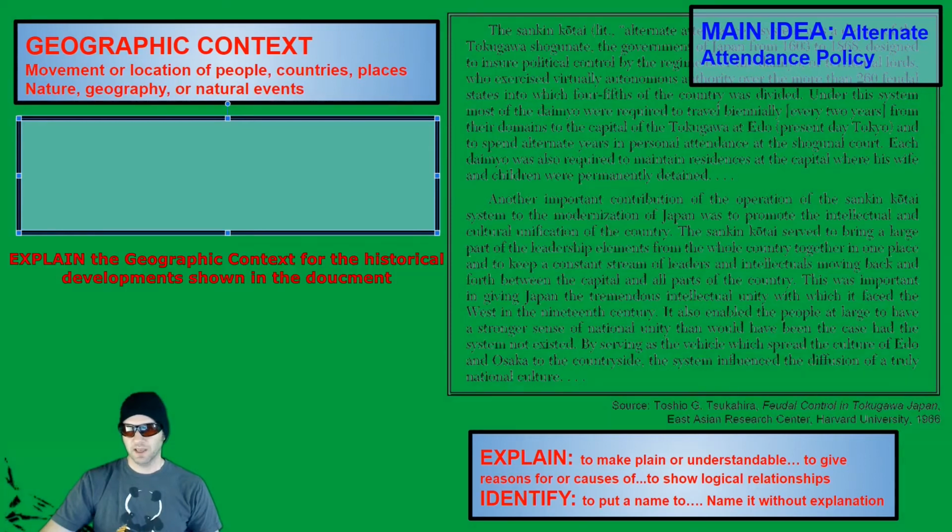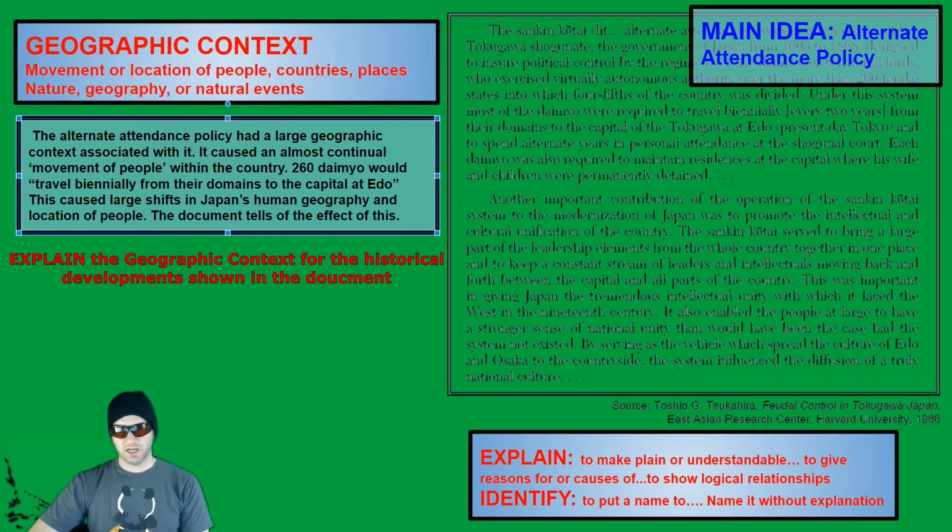So, explain the geographic context for the historical development shown in this document. For geographic context, we usually try to find something referenced in the document. We try to do that. But if we happen to know the geography and how it might affect some things in the document and it's not specifically said in the document, we could use it also. But for this one, it's so very clear that it's the movement of people. So we see that in the document, and we're going to do a little textual evidence to help prove it.